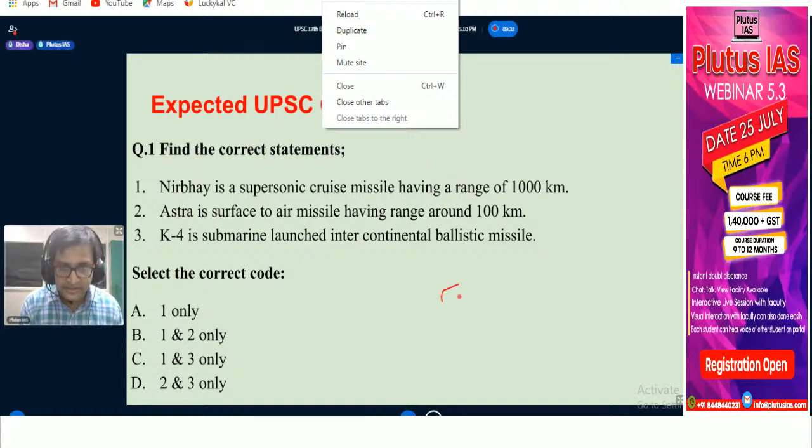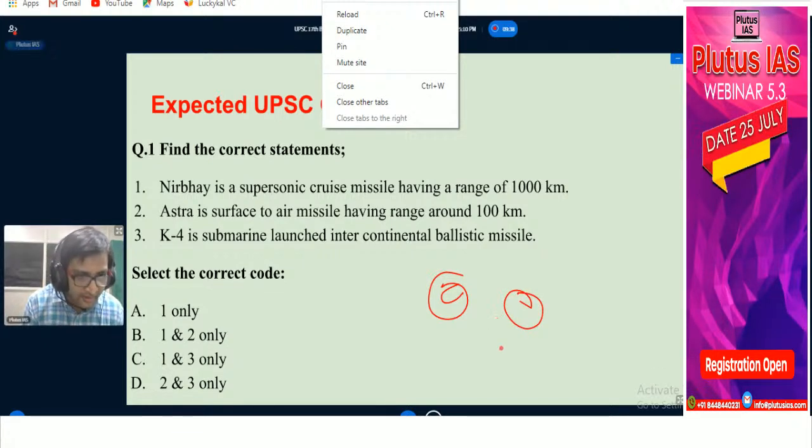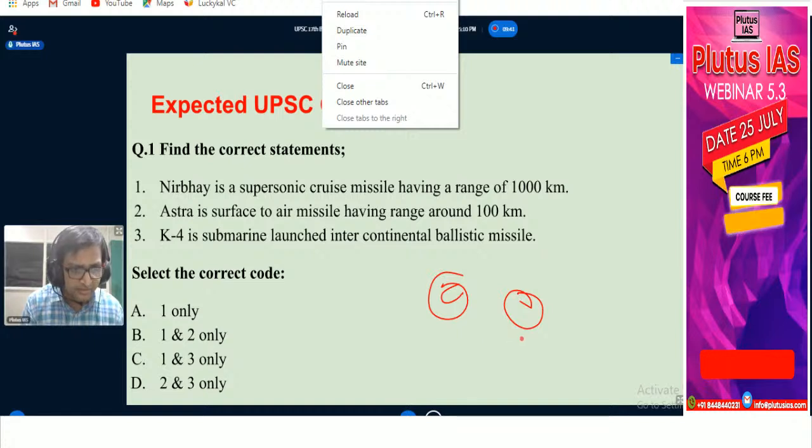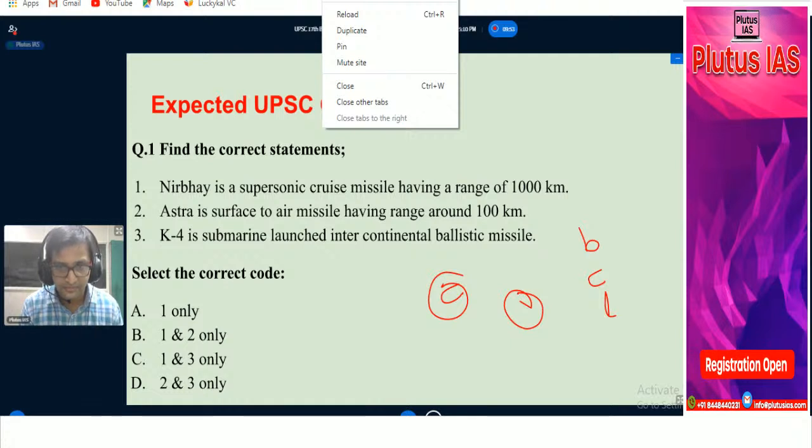Aman is saying C, Dishank D. Okay. Next. Okay, so no one is going with A, B, C, D. Okay. Okay, C.